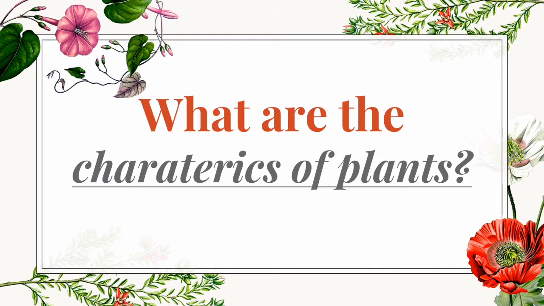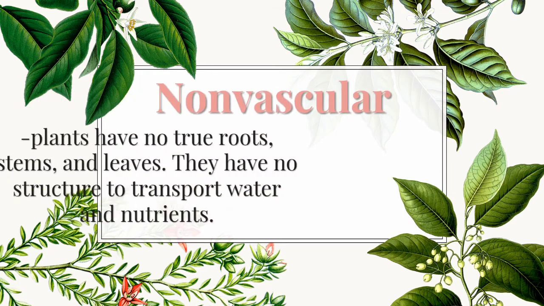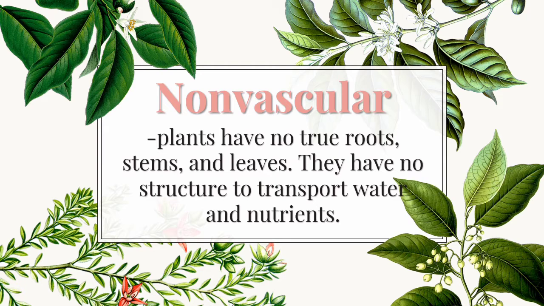What are the characteristics of plants? So plants are divided into two major groups. That is the non-vascular and the vascular. So first, we have the non-vascular. Non-vascular plants are plants that have no roots, stems, and leaves. They have no structure to transport water and nutrients. So that is the non-vascular.